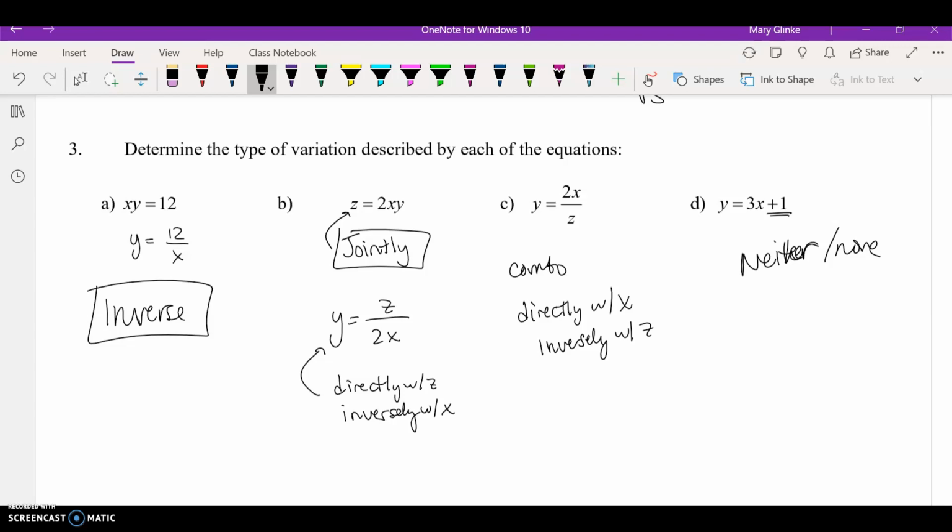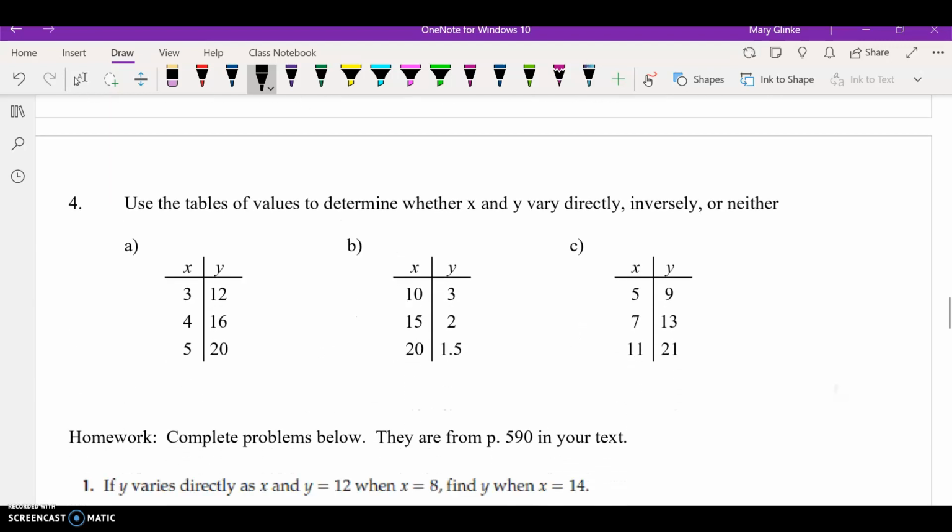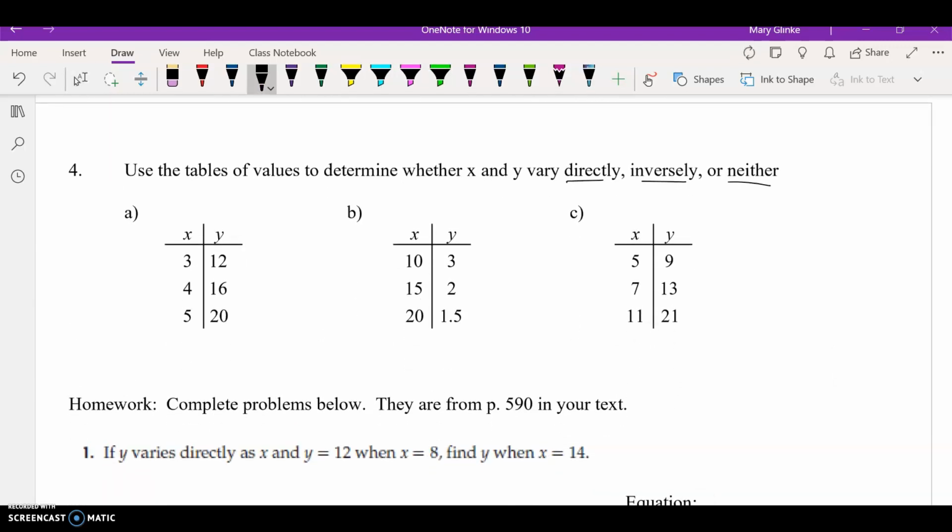So our last thing that we're going to do is take a look at tables of values, and based off of these tables, we're going to figure out how they vary and write an equation. So we're either going to write y equals k times x, y equals k over x, or none. So for y equals k times x, you're going to look and see, do I have a number where if I multiply x by a number, I can get directly to y? So if you check all of these tables, you want to see if you're multiplying by the same constant each time to go from x to y.